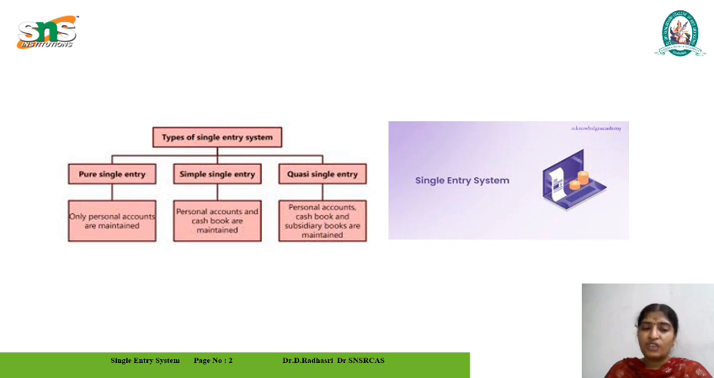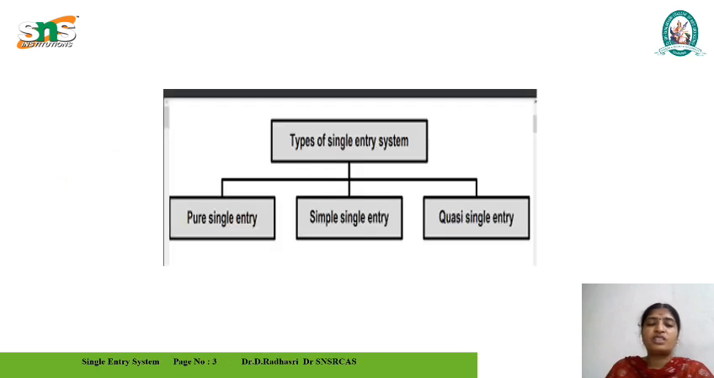It is sometimes an incomplete record. We can't easily identify the proper errors. We can maintain the errors, and the rectification of frauds can be identified. This is the way of the single entry system: pure single entry, simple single entry and quasi single entry system. It should be maintained as a proper record.